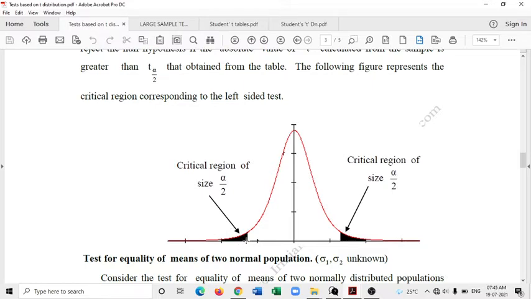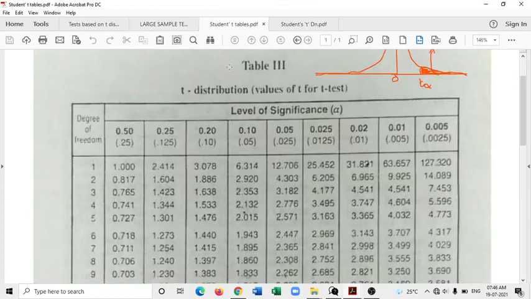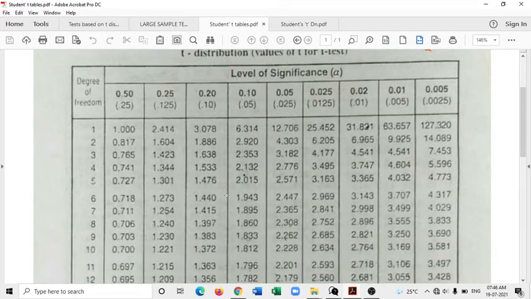Here, the lower side, left side critical region is the shaded section, that is, less than minus T alpha by 2. Here comes the point of minus T alpha by 2, and the right side is above plus T alpha by 2. And we can note that the table value T alpha by 2 can be obtained from tables of students' t distribution. For example, if degrees of freedom is 7 and alpha is 0.05, the table value will be 2.365.